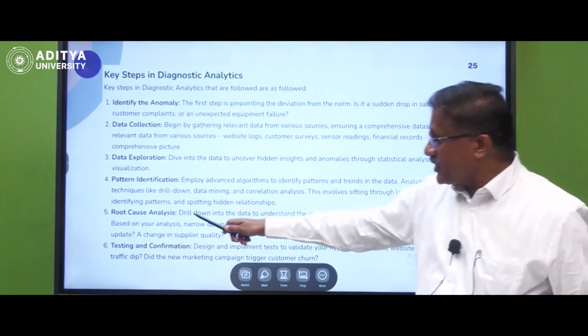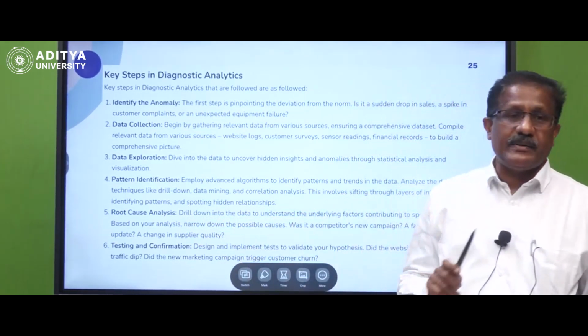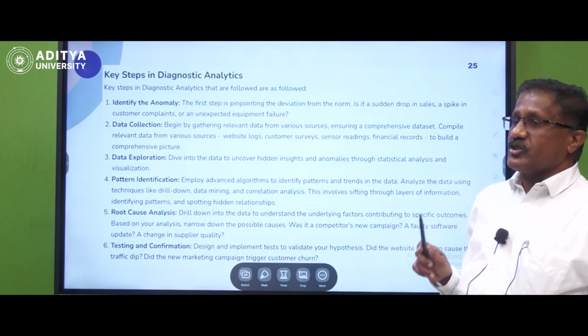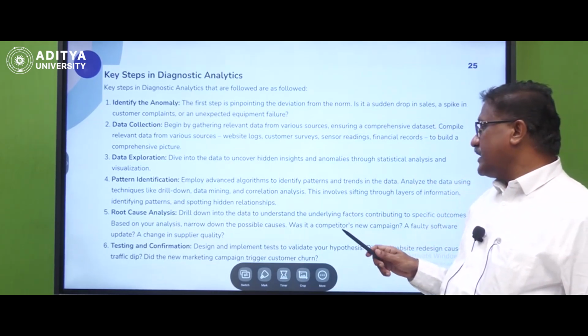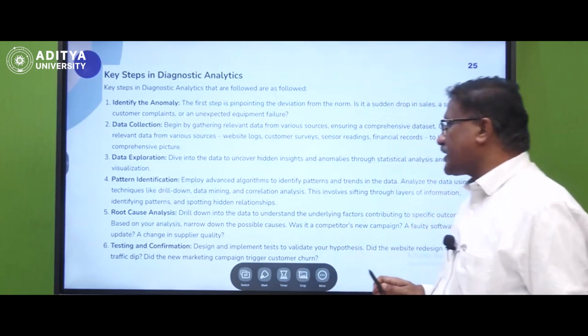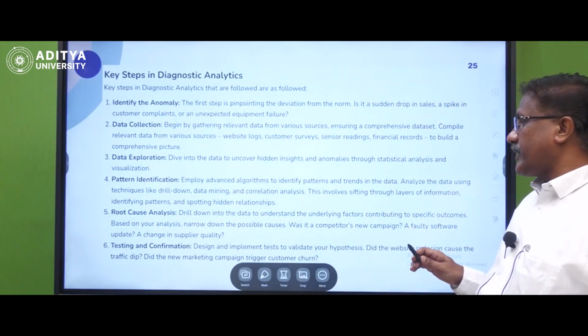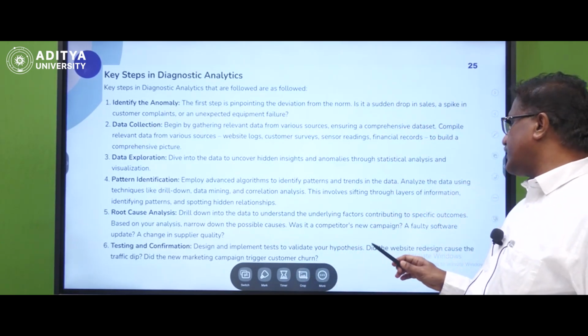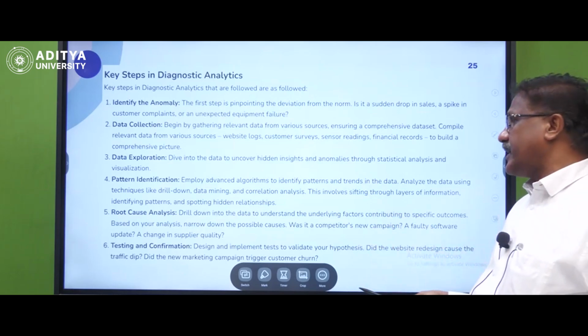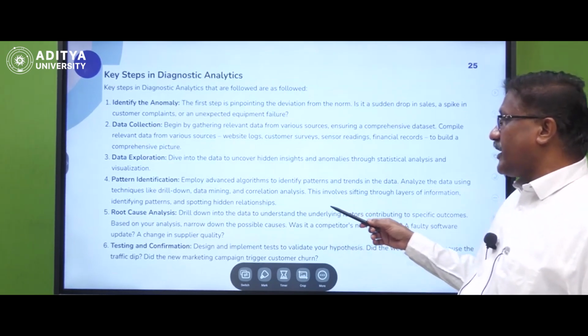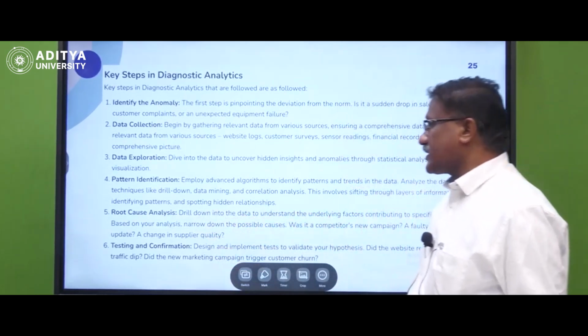And the fifth point is root cause analysis. What is the main purpose of this? Find out the root cause, so that it underlines the factors. What are the problems we are going to find out in the particular analysis? Through the analysis, competitor problems also can be studied. All these analyses come under the root cause analysis.